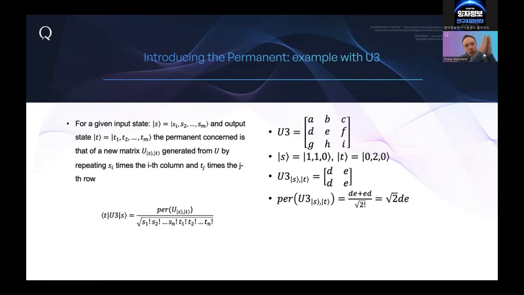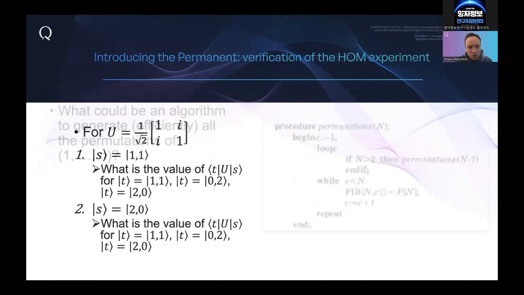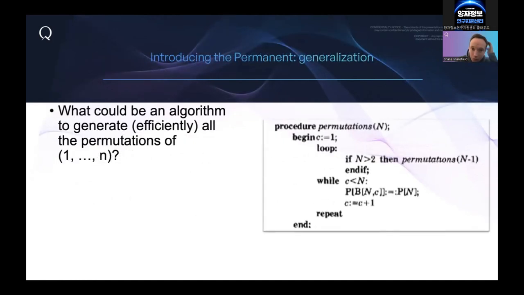If I have different input and output states, it's also going to come down to calculating a permanent, but not the permanent of the matrix itself, the permanent of a new matrix, which I generate from the original just by taking some repeated rows and some repeated columns. You can convince yourself of that as well by going through the exercise, but I'm going to jump forward because I'm so slow. So that's an exercise for you to play with.